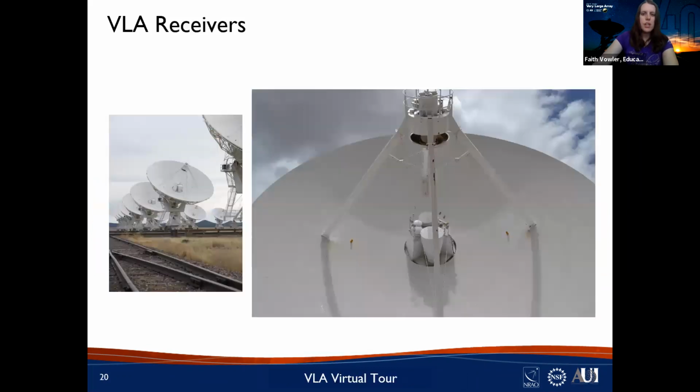And so we have, as you can see here, a more close-up view of the receivers that we have on these antennas. These are what actually get the data. We have different receivers for different wavelengths or frequencies of light that we want to look at. So the VLA is able to look at frequencies of between 1 and 50 gigahertz regularly. We can go a little higher, a little lower, but that's our typical range that we operate within.